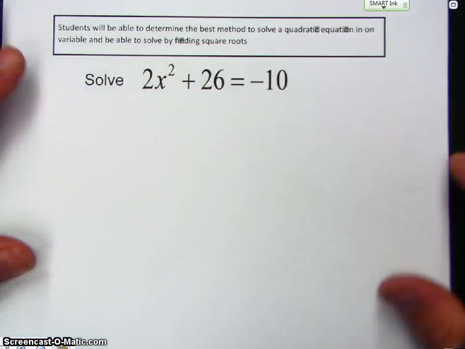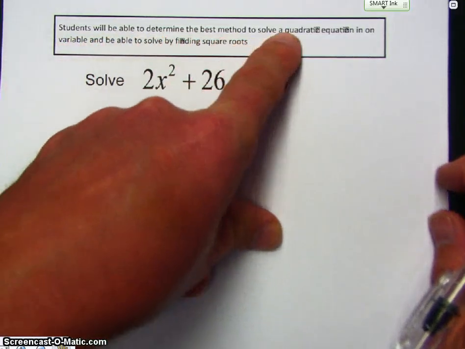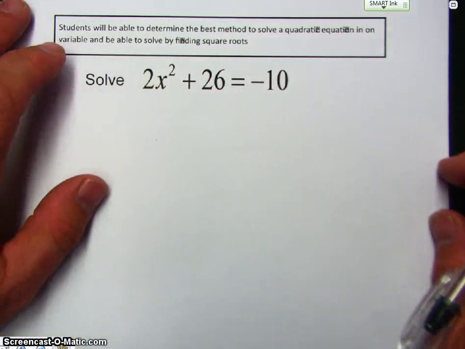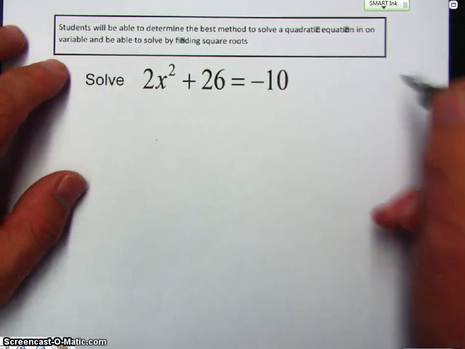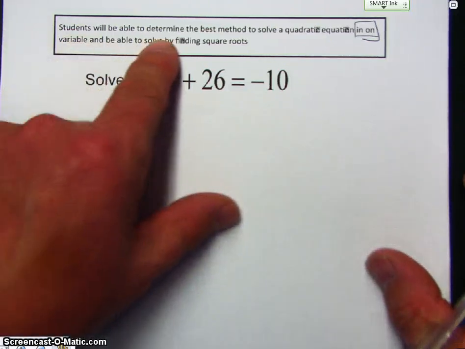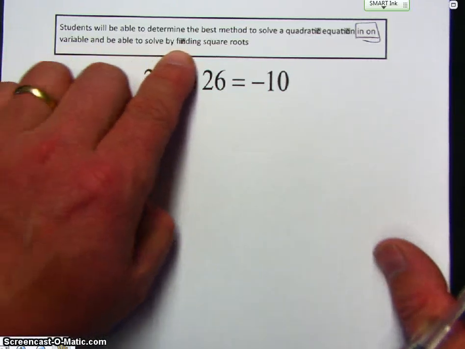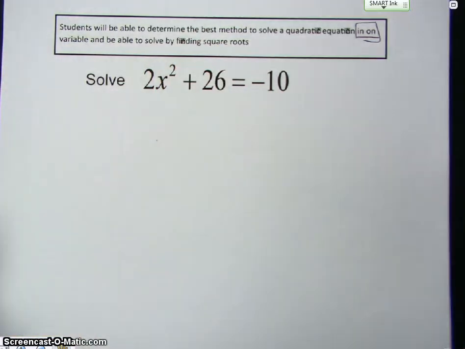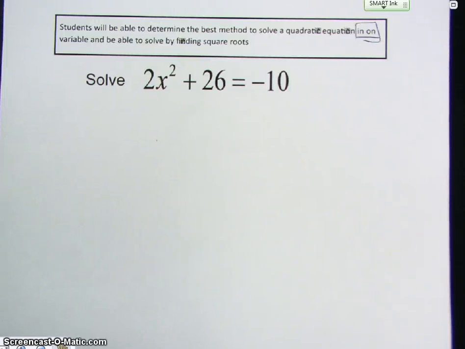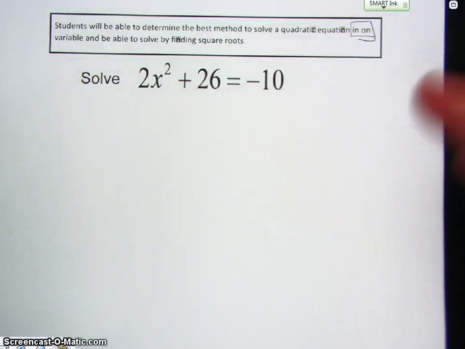All right, the objective of this section is students will be able to determine the best method to solve a quadratic equation given a variable and be able to solve by finding square roots. I might have to go back and double check because I have no idea what that is saying. Interesting. Oh well, you'll catch on to it as we do these.